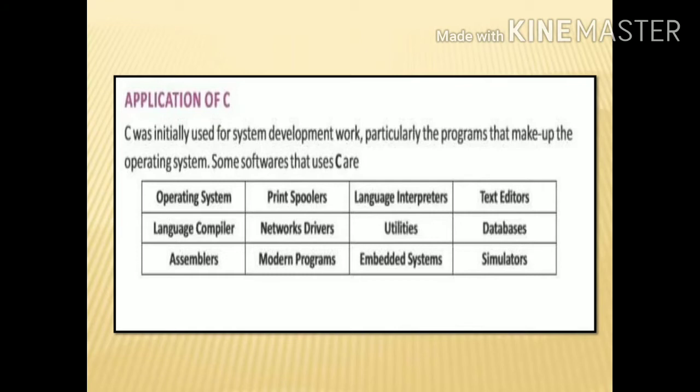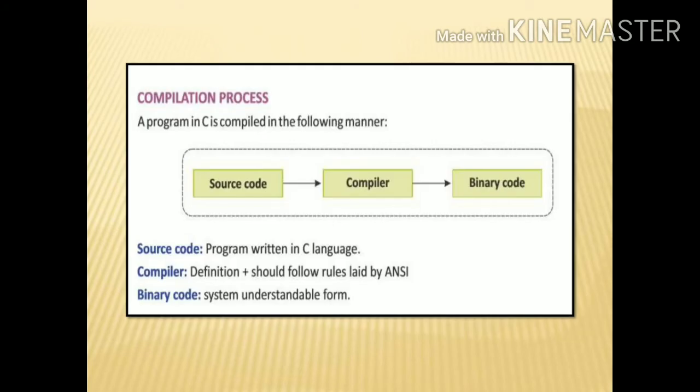Last, C is an extensible language, which means we can add new features to the existing C library. Apart from this, children, we have some applications of C. Where exactly are we making use of the C language? It was initially used for system development work. Some software that uses C are operating systems, print spoolers, utilities, databases, text editors, simulators, modern programs, and assemblers. You may know what an operating system is. These are the applications.